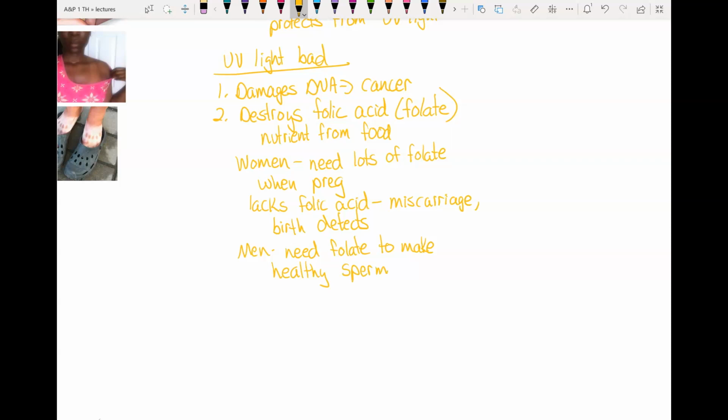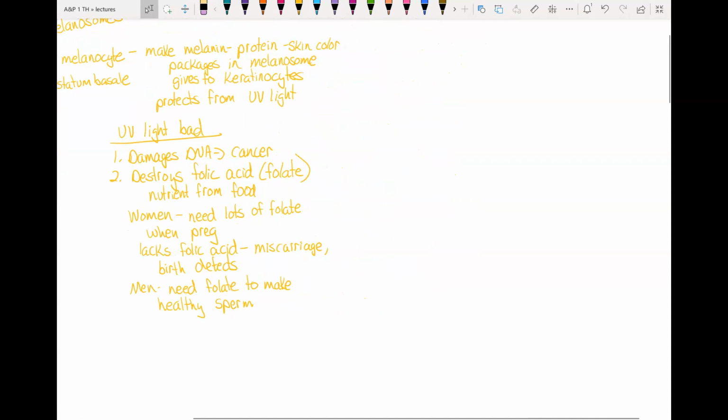So UV does two bad things. It can give you cancer and it can take away your ability to reproduce. UV is also good for you though. You may know that when you go out in the sun, your skin makes vitamin D. So UV is what does that.